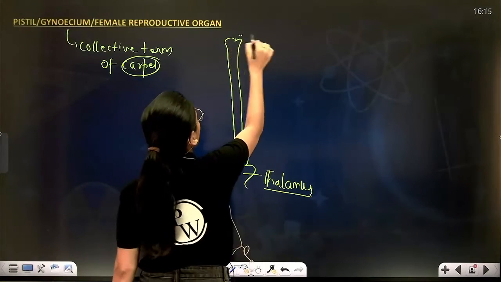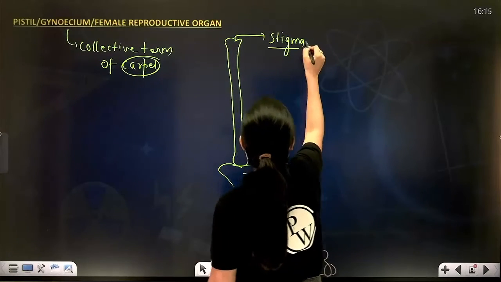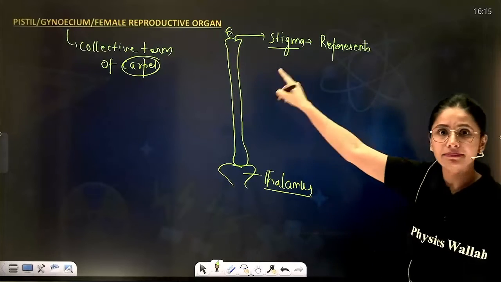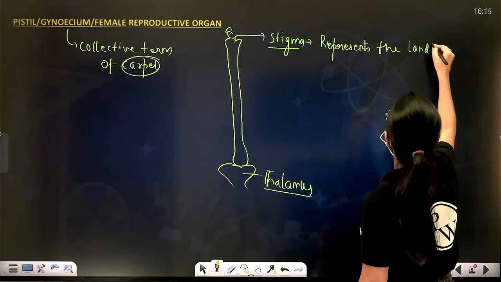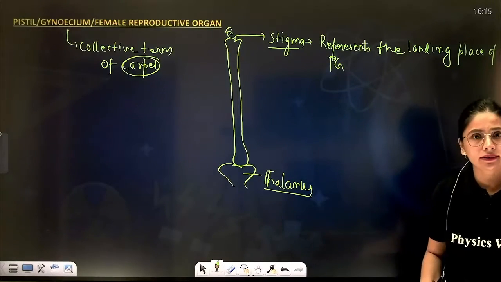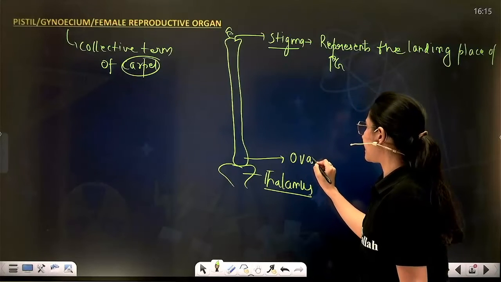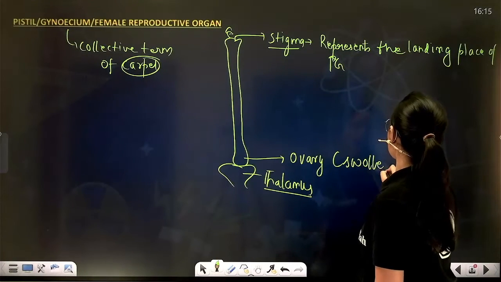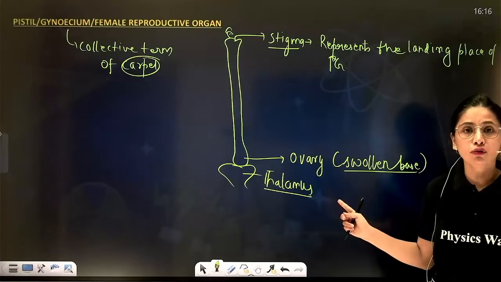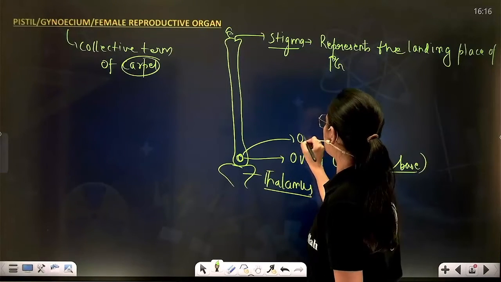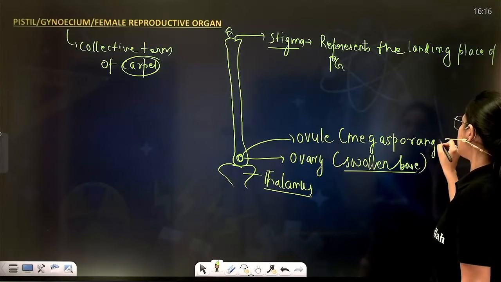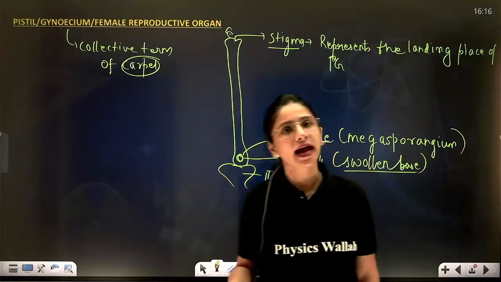Structurally, this carpel, a female reproductive structure, consists of 3 parts. The topmost is the stigma. Beta, stigma represents the landing place of pollen grains. The pollen grains are going to land on the stigma. The swollen base is known as the ovary, which consists of ovules. The other term for ovule is megasporangium. The number of ovules, beta, may be 1, may be more than 1.